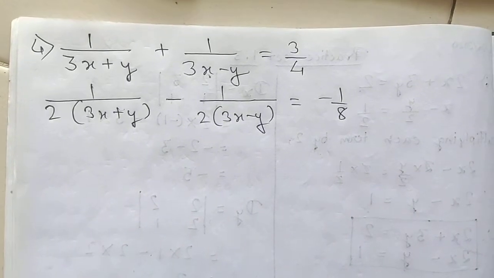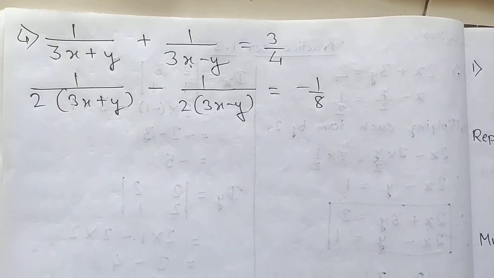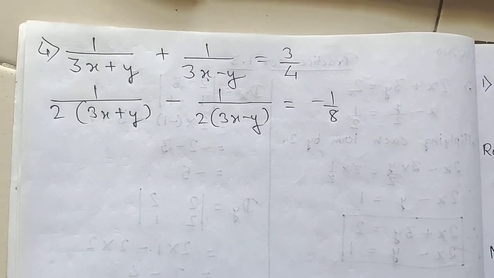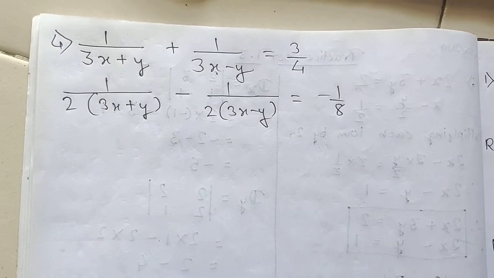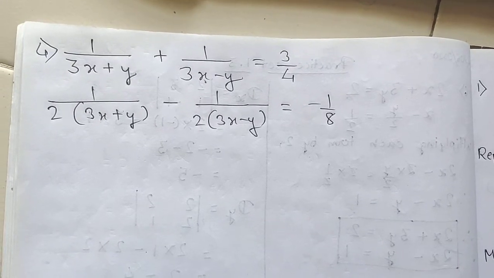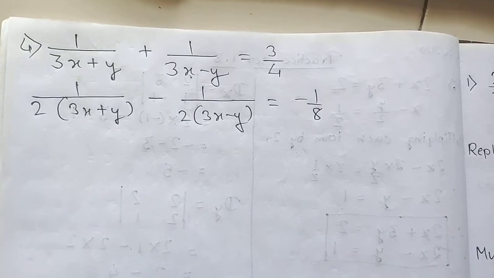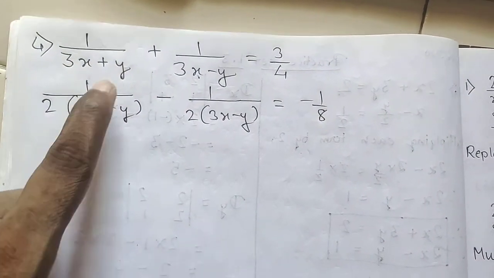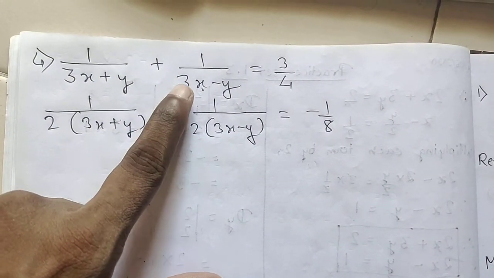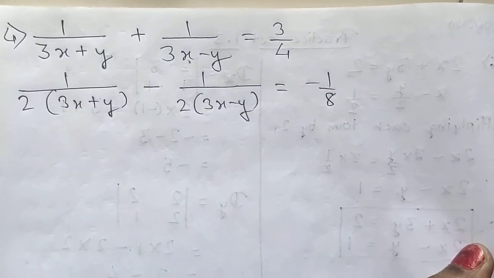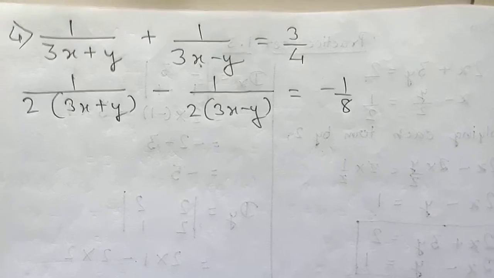Now let us see the fourth one. In the fourth one I will give you a hint on how to solve. This will be homework. So I will solve the starting few steps so that it becomes easier for you to solve. Okay. Now how to do this? What is the denominator? 3x plus y, and for the second one 3x minus y. So let us replace 3x plus y and 3x minus y by m and n.